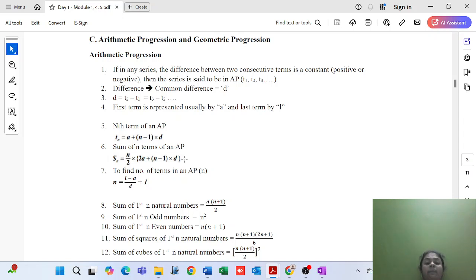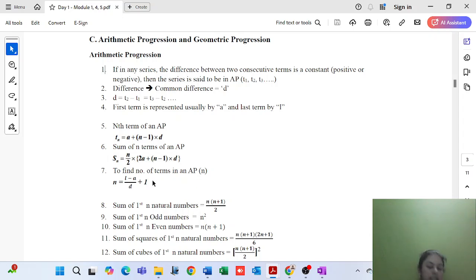Sum of n terms of an AP. So sum of first 10 terms, sum of first 15 terms of an AP, where A is the first term and D is the common difference. It is given by n by 2 into 2A plus n minus 1 into D. I repeat, n by 2 into 2A plus n minus 1 into D. So first you need to do n minus 1 into D, then add 2A, then with the entire answer you need to multiply n by 2. Okay?